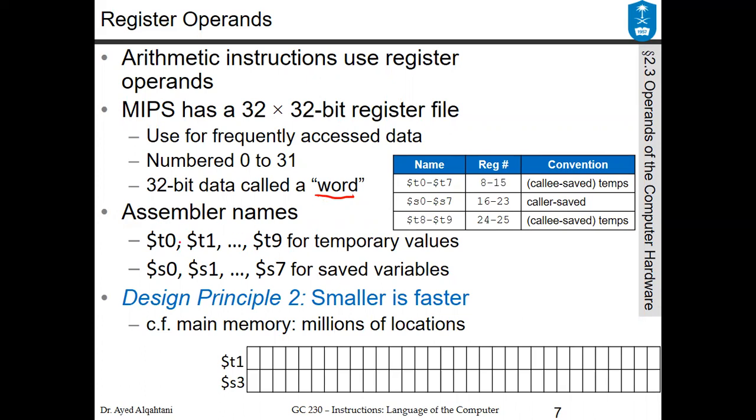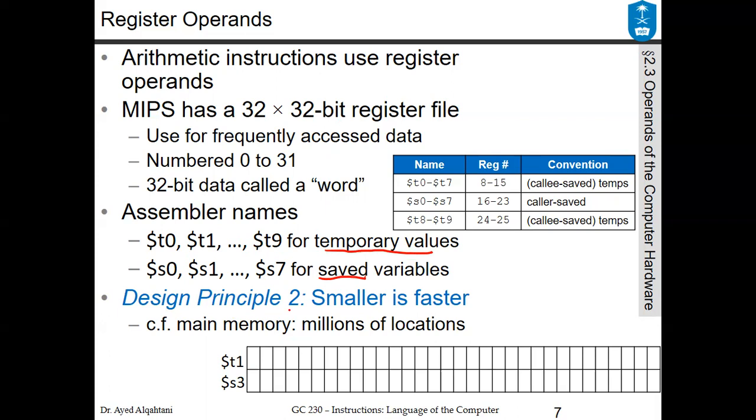The assembler names, as you can see, go from T0 to T9. So make sure you don't exceed that limit. You have up to T9. There is no T10. And you have from S0 to S7. T is for the temporary values, and S is for the saved values. Just as a rule of thumb, if you don't care about the data, you just want to save it temporarily, use a temporary register. If you care about the variable, then use a saved register, meaning S0 to S7.